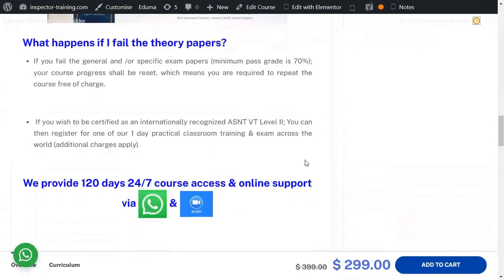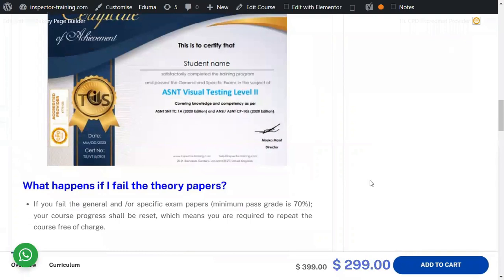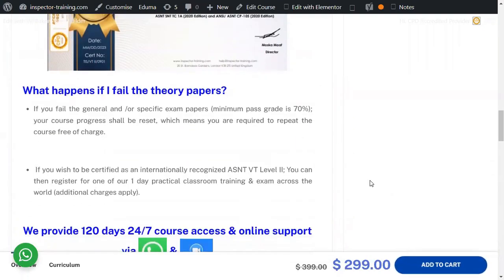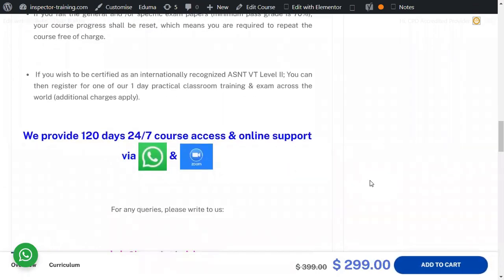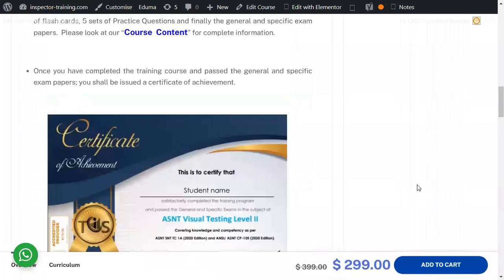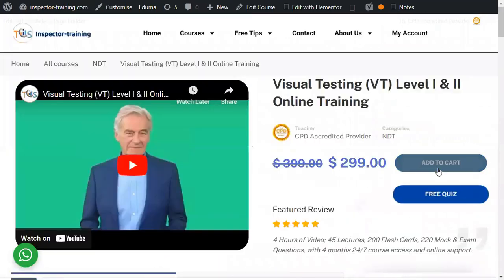So it's a very excellent course to start your career in NDT, or add to your CV, or finally become a VT Level 2. And it's very competitive price-wise, and also it saves a lot of your time. Because you've got 24/7 course access, within 4 months you can cover the course easily. You can add it to your cart or buy the course, and once you have bought the course, you will have immediate access.